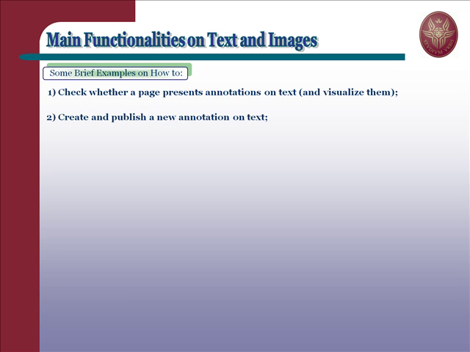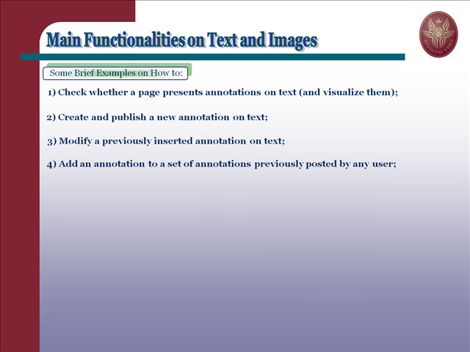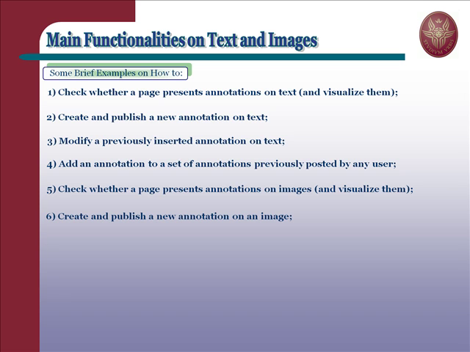More specifically, we show how to check whether a page presents annotations on text and visualize them, create and publish a new annotation on text, modify a previously inserted annotation on text, add an annotation to a set of annotations previously posted by any user, check whether a page presents annotations on images and visualize them, create and publish a new annotation on an image, use the search engine of the Madcow portal.